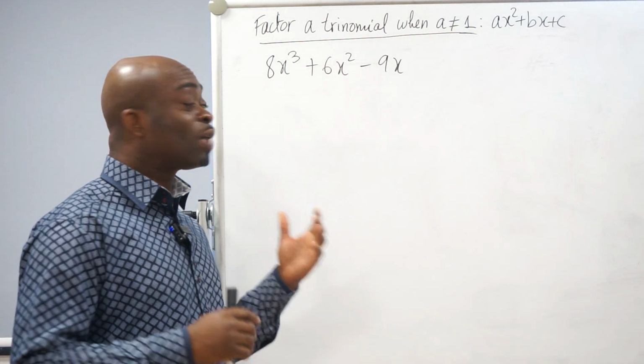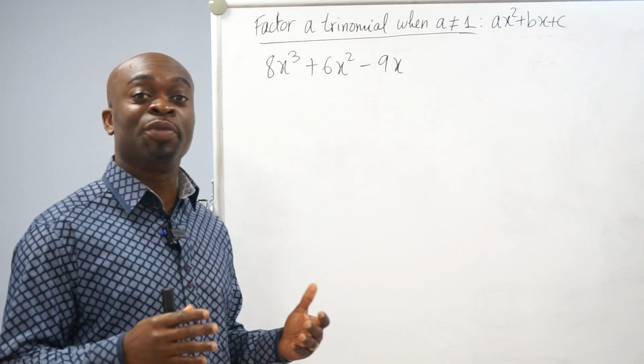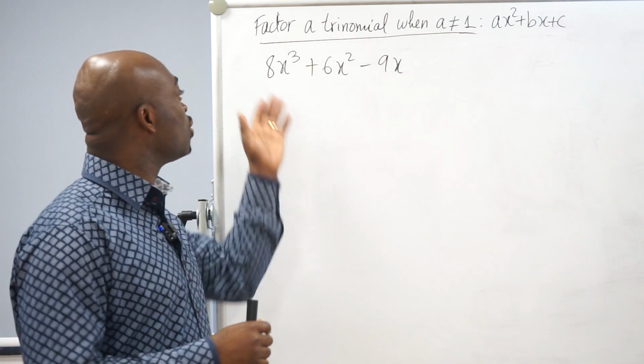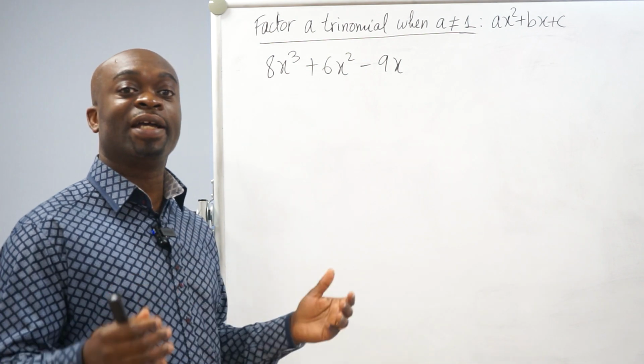Ladies and gentlemen, look at this fantastic problem that we have here. We're still solving for the trinomial to factor them with a not equal to 1. So we end up with ax to the third power plus 6x squared minus 9x.